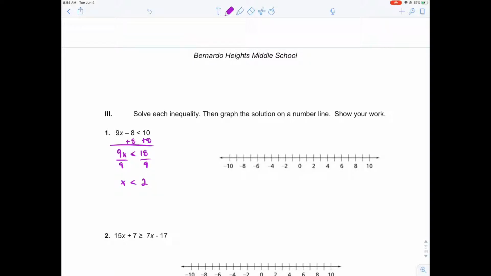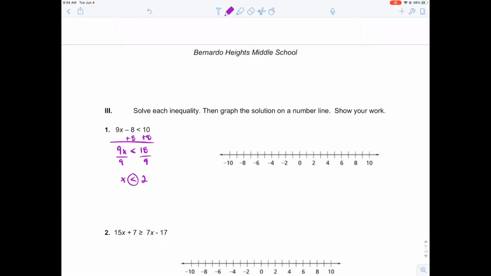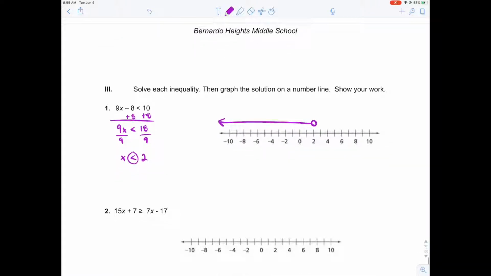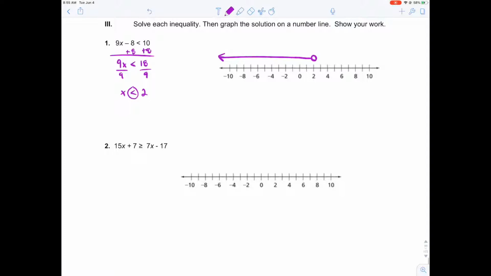Okay, so I'm going to find 2 on my number line. Is this going to be an open or closed circle? Well, because of my inequality sign here, it doesn't have a line underneath. It's not less than or equal to. That means this is going to be an open circle around 2. Okay, and I want to show all of the values of x that is less than 2. So less than 2 just so happens to be to the left of 2. And there's my graph.